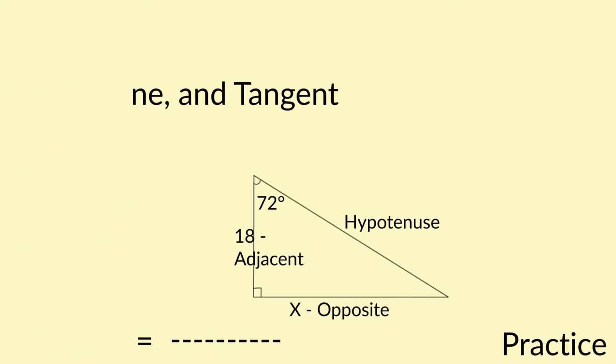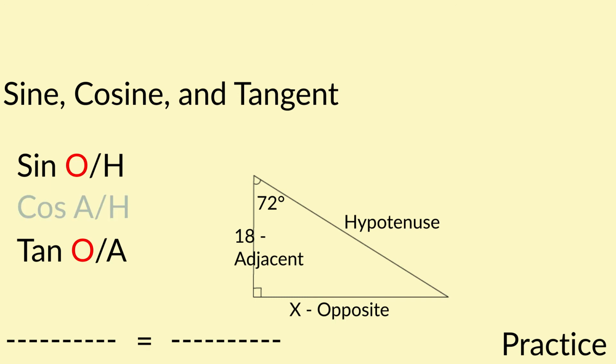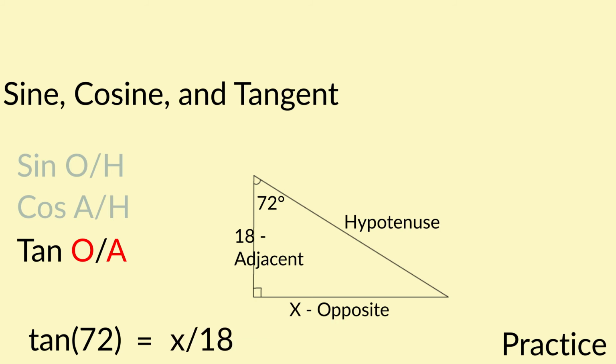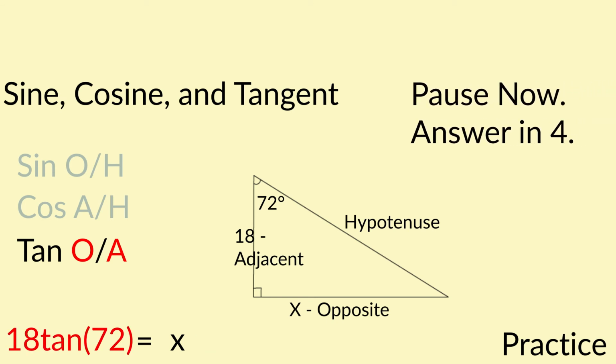As a final example, we are trying to find the opposite for the 72-degree angle. We know the adjacent is 18. Consulting SOH CAH TOA one last time, we would know that tangent is what is needed. We know that tangent of 72 equals opposite over adjacent. In this case, x over 18. Now we isolate x just like before and solve. I'll give you a second to try it on your own.